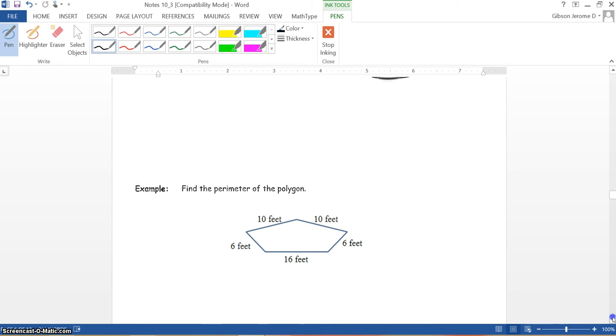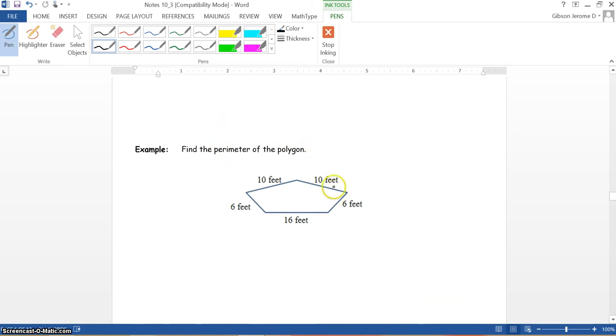Now, it says find the perimeter of the polygon. We just add all of the sides here. We have 6 plus 10 plus 10 plus 6 plus 16. So our perimeter is equal to, 16, 26, and 6 is 32, plus 16 is 48. So it'd be 48 feet.